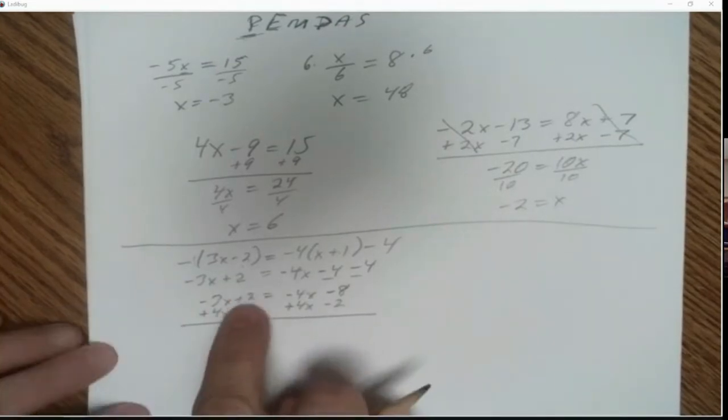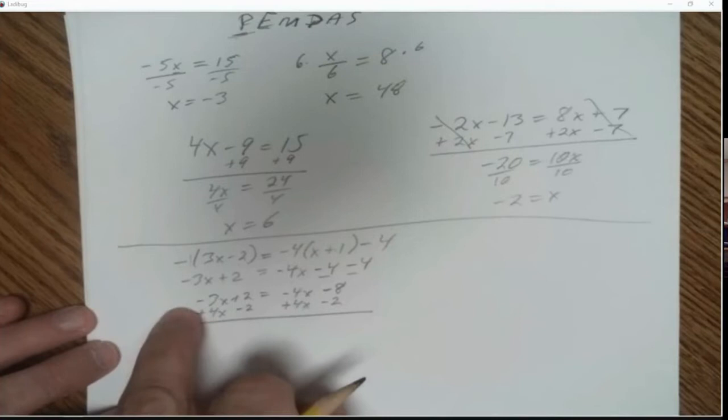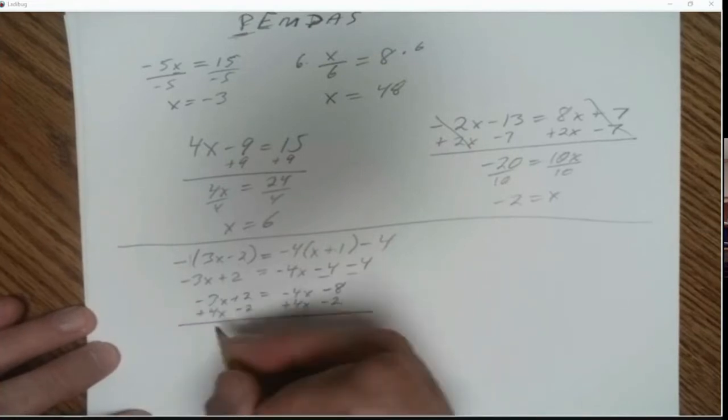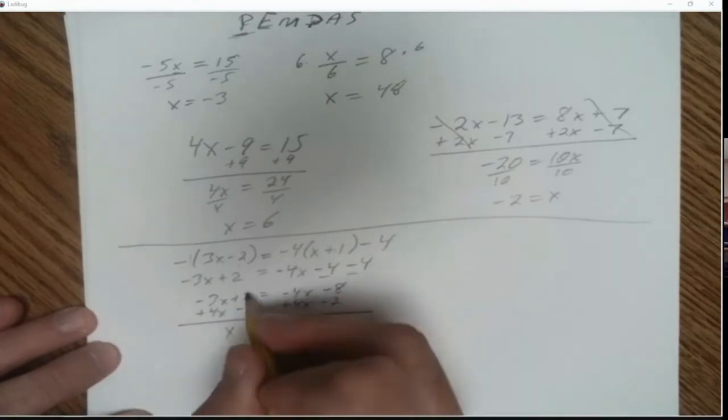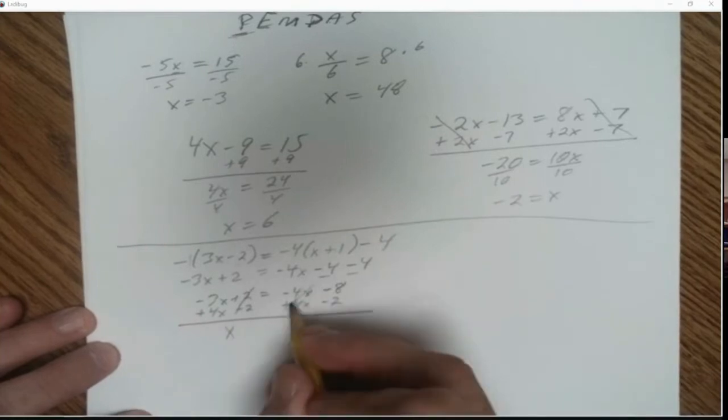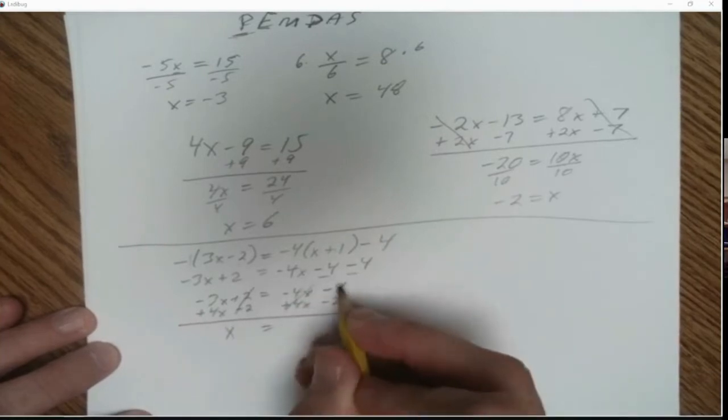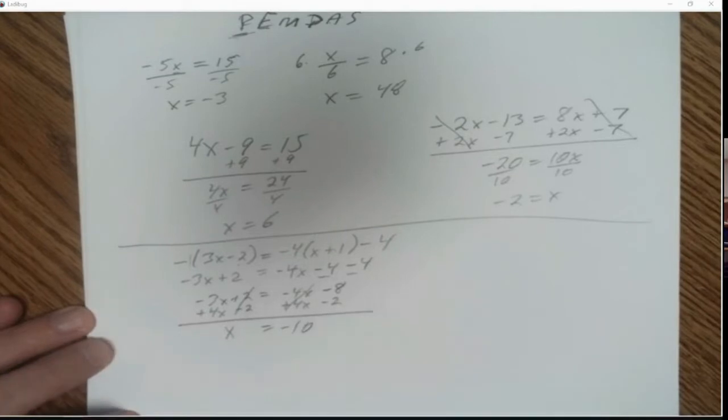So we're moving the 2 this way. We're moving the 4x this way. Negative 3x plus 4x is just x. Those canceled out. Those canceled out. Negative 8 minus 2 more. X equals negative 10.